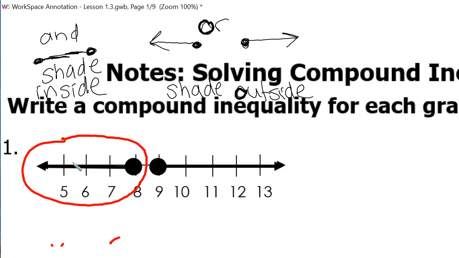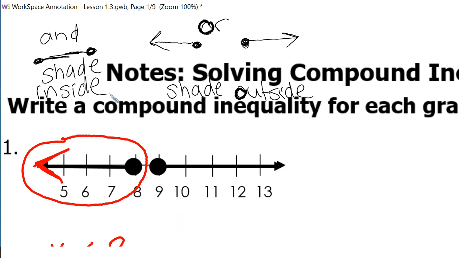8. Now I have to figure out what symbol goes between X and 8. Is it a less than symbol or a greater than symbol? Do they say numbers less than 8 or greater than 8? Less than 8. And remember yesterday we said that this arrow on the shading needs to match your arrow in your inequality. So make sure those arrows match. The next thing you need to check is your endpoint. Notice that 8, this circle is closed in. So if it's closed in, what else do I need? Yeah, equal to. So X is less than or equal to 8.